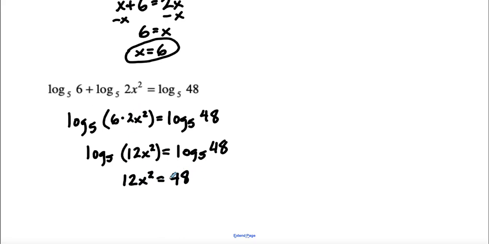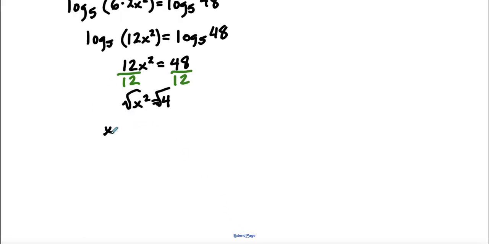equals 48. Now let's divide by 12. So I'm going to divide by 12, and that is going to leave me with x squared equal to 4. And now remember, when you take the square root, you're really getting two answers. You're getting x equals plus 2 and x equals negative 2.